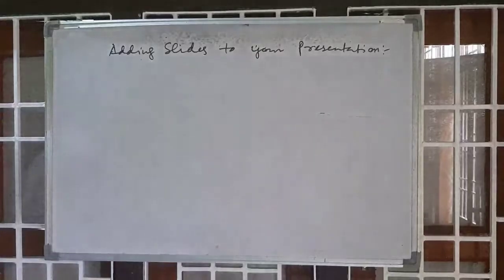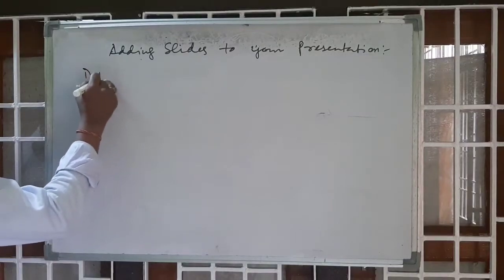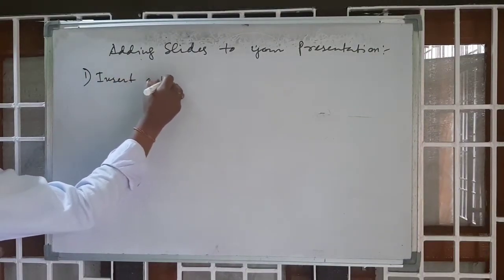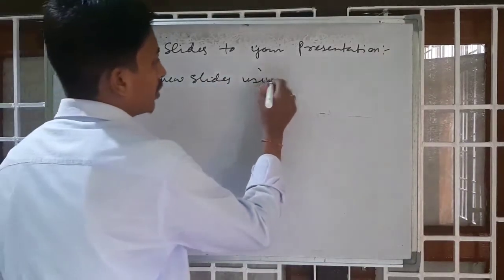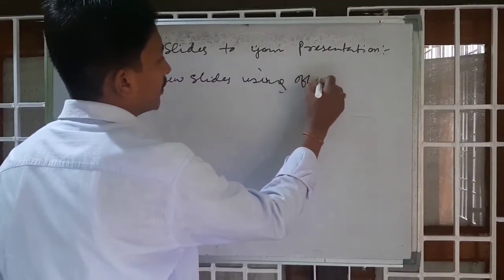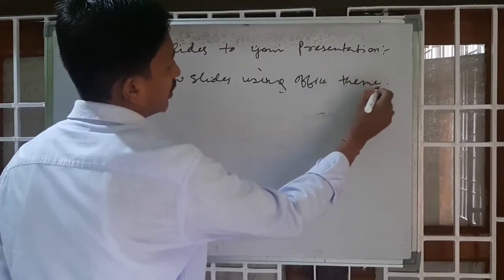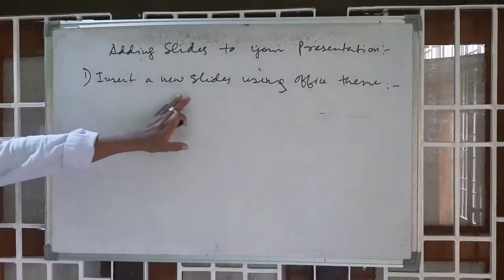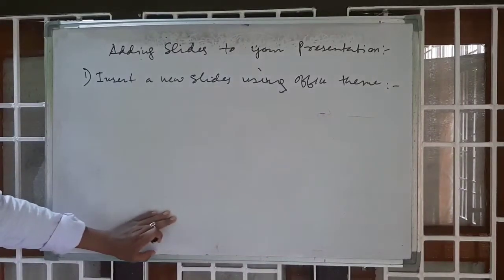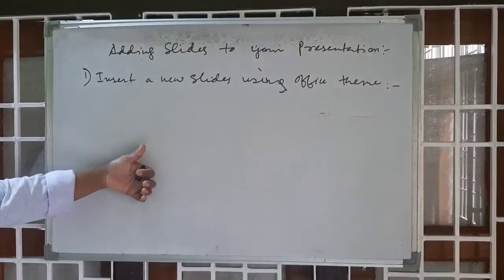So the first way is to insert a new slide using Office themes. In this way you can use the slides from the Office themes. Whenever you start a new presentation, it will contain one slide with a title slide layout. Further, you can insert as many slides as you need, each with different layouts.